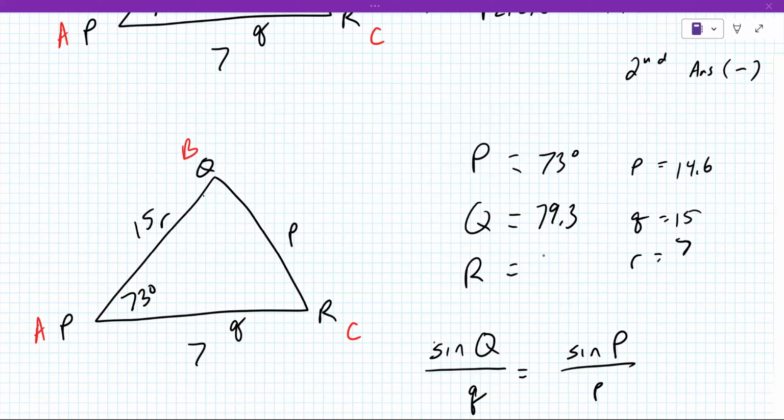Like find R. Oh, it's the last angle. You don't have to, you just have to subtract from 180. Is it 31? It doesn't sound right. You're just subtracting 73 and 79.3 from 180. Go ahead and try that one more time.